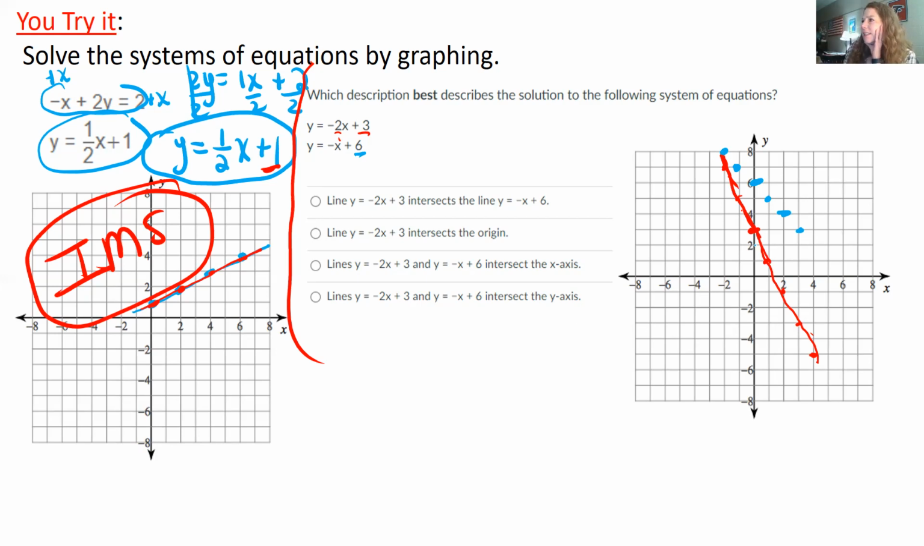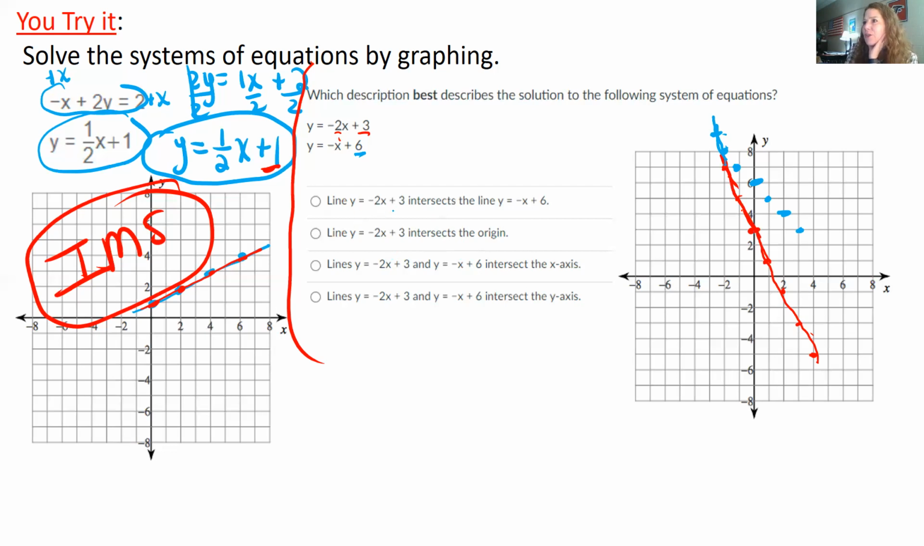Wait a minute. So are they going to intersect? They wouldn't intersect here. They would intersect, I believe, at here, whatever this one is. All right, so anyway, let's read our choices.